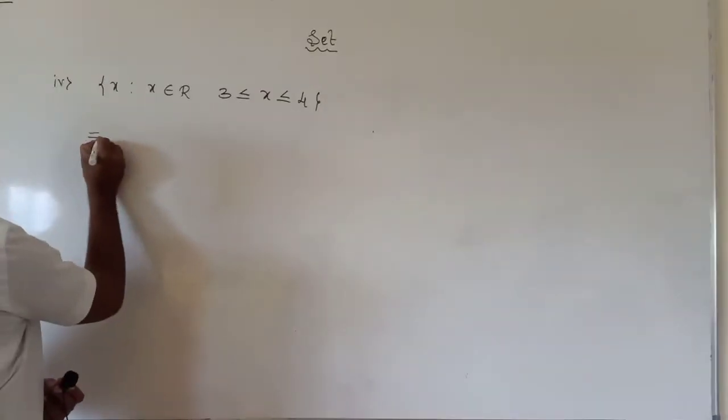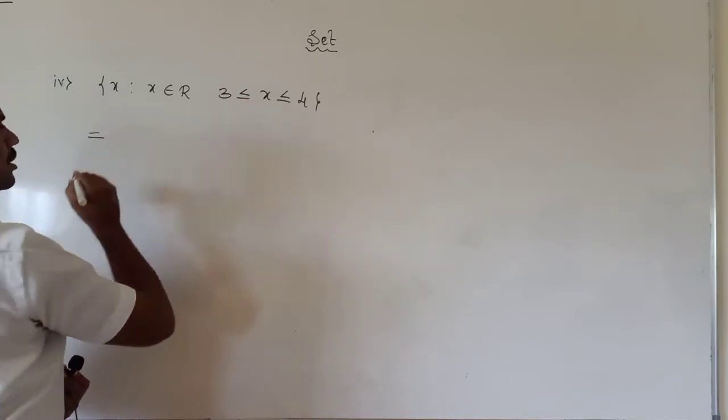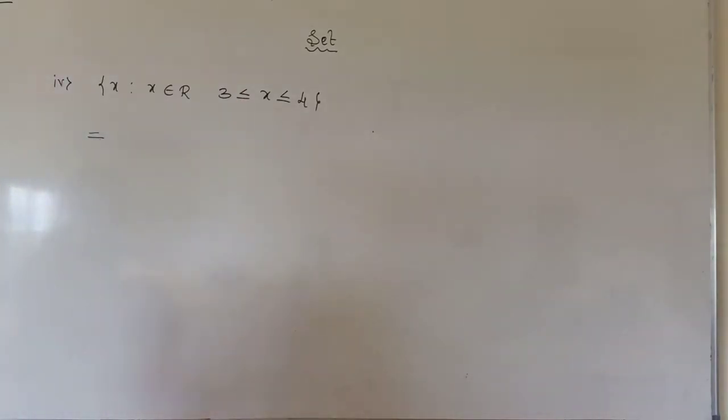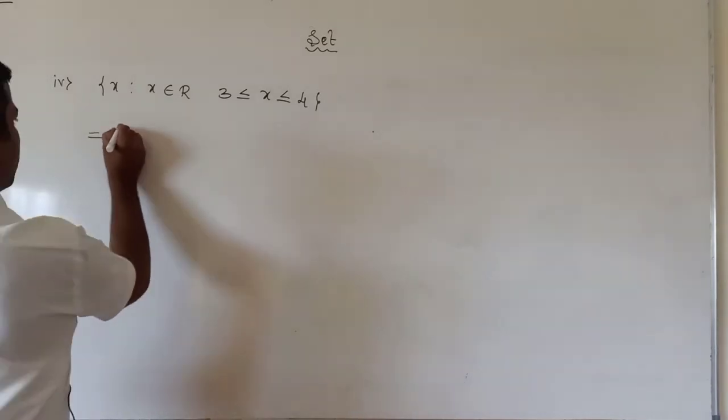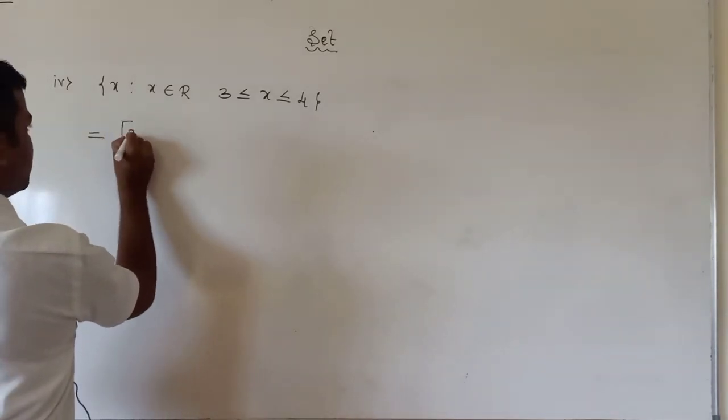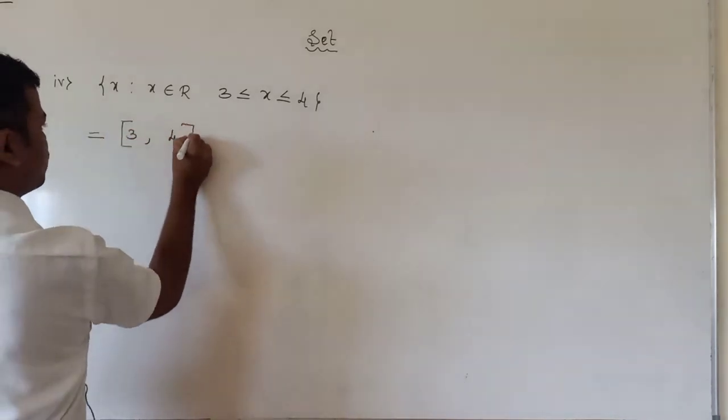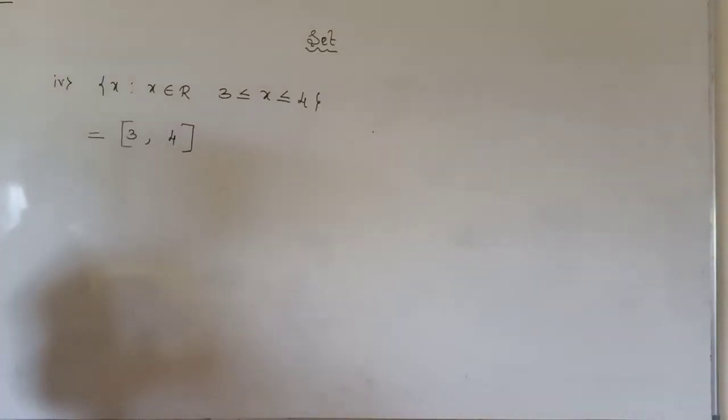How do we write that? If it is included, which bracket are we using? That is the square bracket. So square brackets, 3 to 4, both sides. Which type of interval do we call it? It is a closed interval. Why? Because we included both the sides.